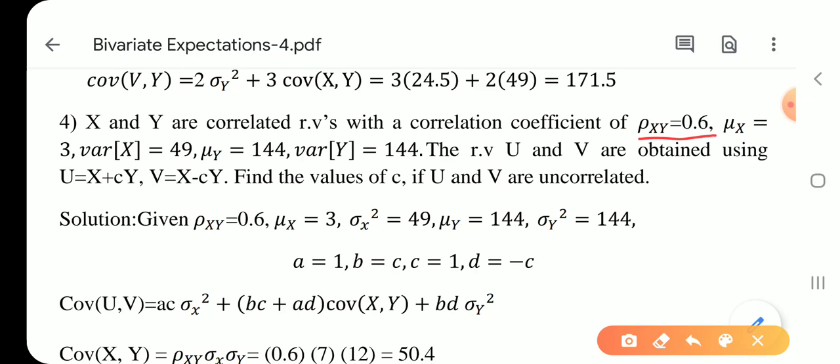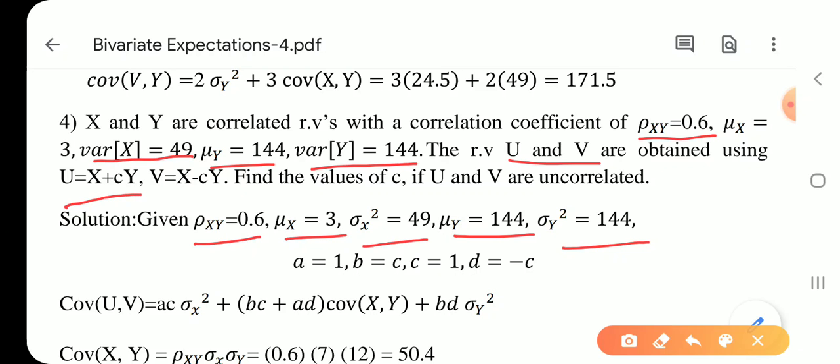So, rho xy is equal to 0.6. Mu x is equal to 3. Variance of x can be written as sigma x square is equal to 49. Mu y is equal to 144. Variance of y can be written as sigma y square is equal to 12. If u and v are obtained by using the transformation u is equal to x plus cy, v is equal to x minus cy, find the value of c if u and v are uncorrelated.